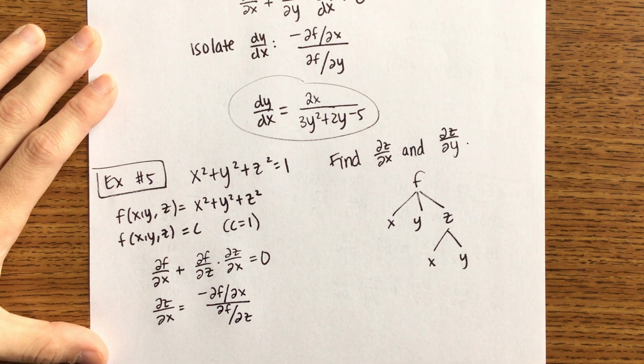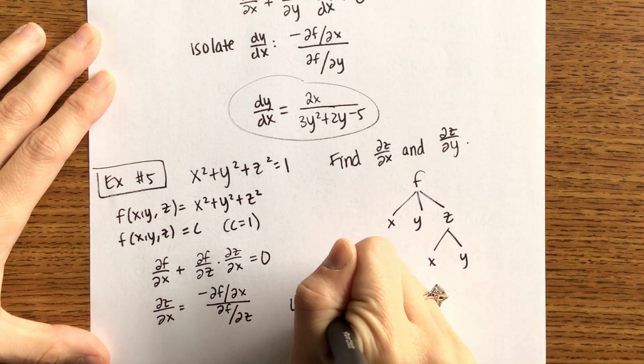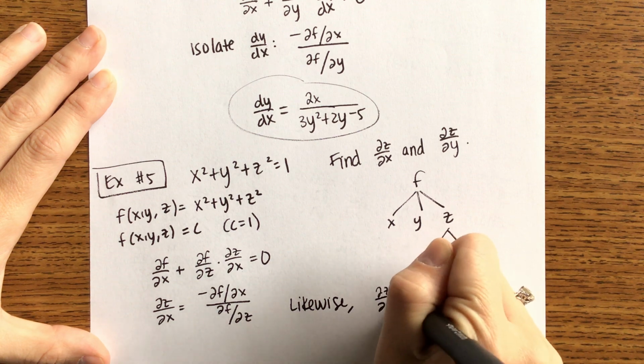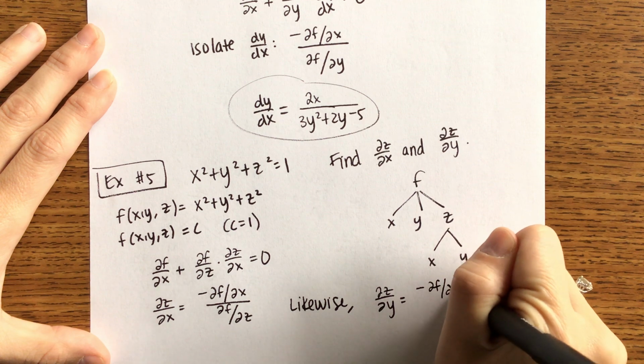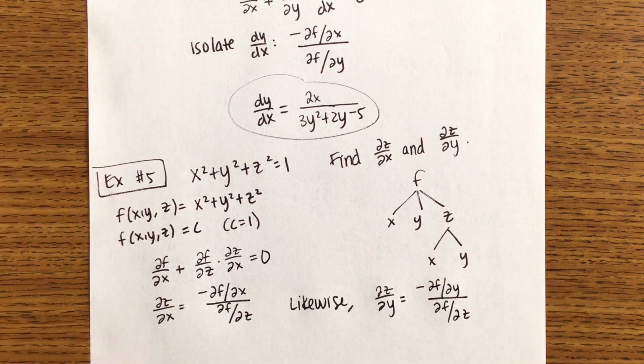That was one option. We could have chosen y also. We're not going to do that because it's exactly the same process. But you end up getting the partial of z with respect to y is the opposite of the partial of f with respect to y divided by the partial of f with respect to z. You do not have to derive these each time. So if you have a scenario like this, you can jump right to those 2 formulas because they're going to be the same each time.